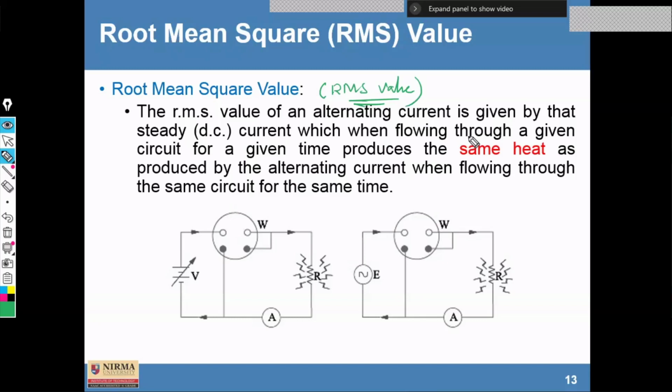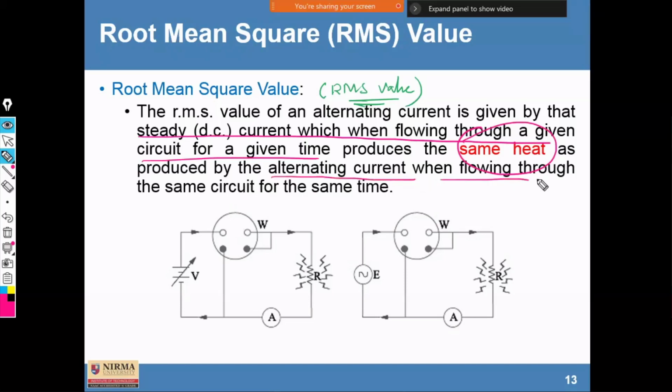Again, I repeat, the RMS value of an alternating current is given by that steady current which, when flowing through the given circuit for a given time, produces the same heat as produced by an alternating current which is flowing through the same circuit for the same time.